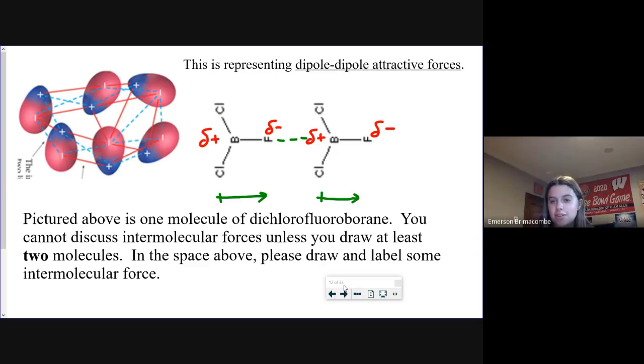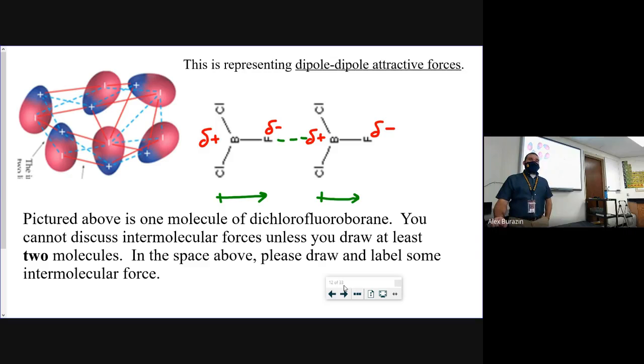Isn't it the positive region and like the negative region? It is exactly that. Nice. Whoever talks from home, I don't know who you are, because I don't have your pictures up, but thank you for your participation. Yes, polar means there's a partial positive chunk or region, and there's a partial negative region. Dipole means the exact same thing. It's a molecule that has a partial positive and a partial negative somewhere. Okay? These are permanent partial charges.